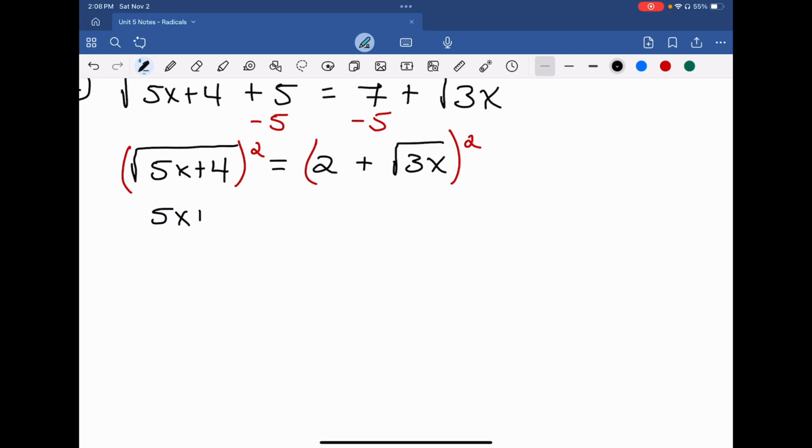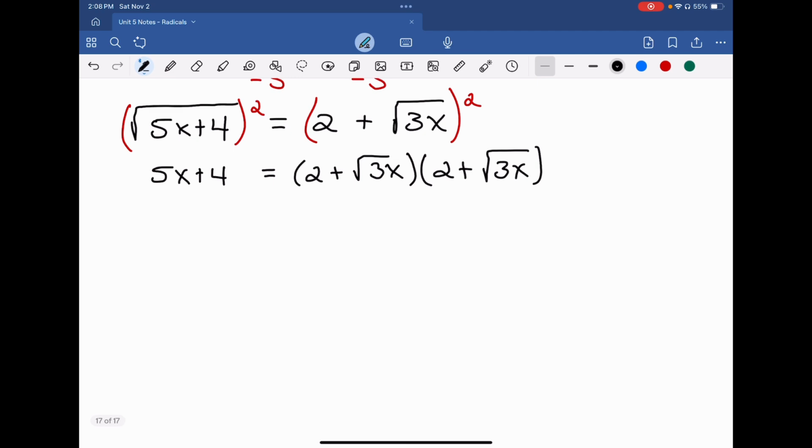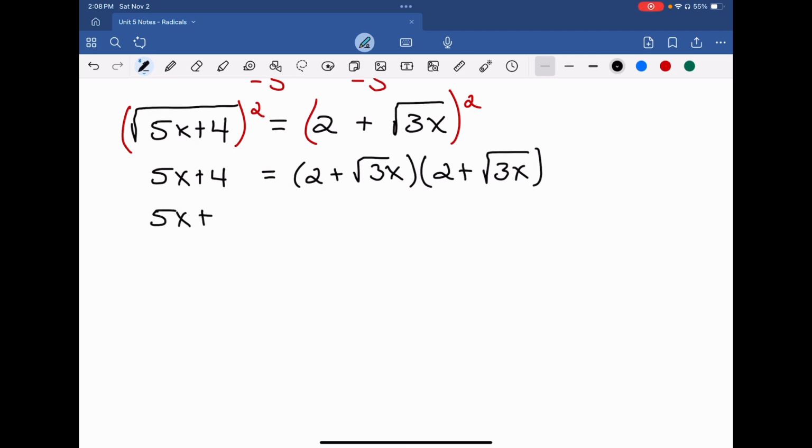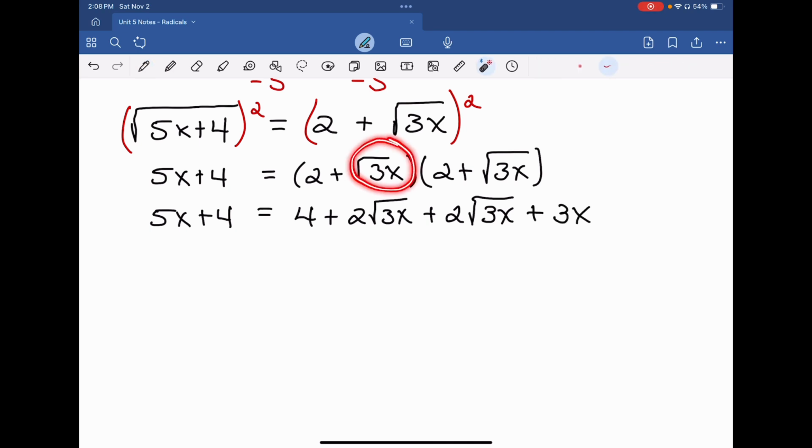This is going to end up giving me 5x plus 4, which is equal to 2 plus the square root of 3x times 2 plus the square root of 3x. From here, this is 5x plus 4 is equal to 4 plus 2 root 3x plus 2 times the root 3x, and then plus just the radicand, because if it's the same radical multiplied by itself, 3x and 3x with the same square root, we can just write it as the value there.